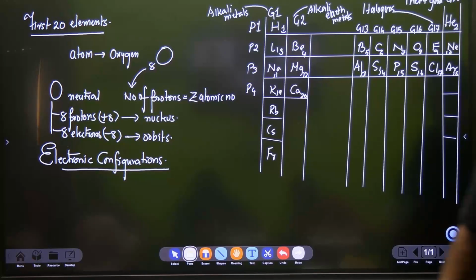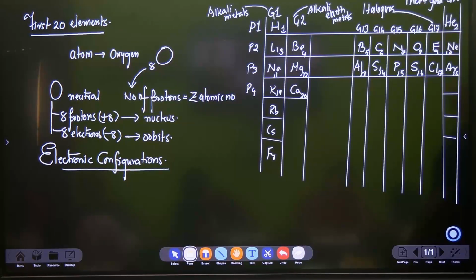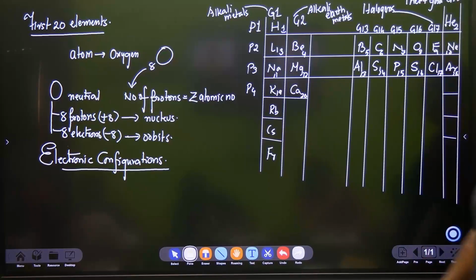Like, oxygen has how many electrons? 8 electrons. How are these 8 electrons distributed in an atom of oxygen? That is what we are going to learn. So our main topic today is electronic configuration, and we will be learning the electronic configuration of the first 20 elements.